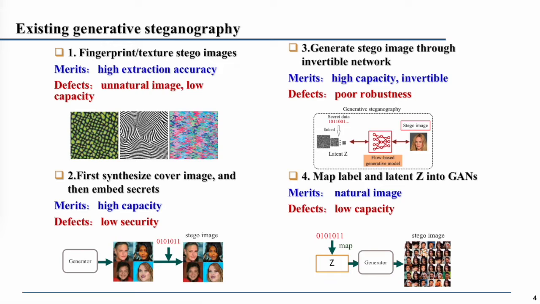The third type is generating stego images through invertible networks, with advantages of high hiding capacity and invertible process, and disadvantage of poor robustness. The fourth type is to map the label Y and the latent variable Z into the generator of GANs to synthesize the stego image. The generated image is natural and realistic, but the hiding capacity is low.